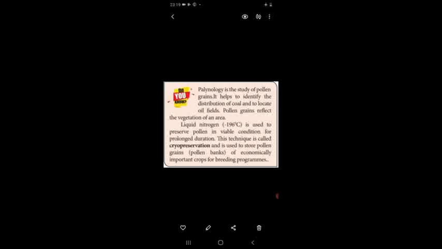Storing pollen grains using the cryopreservation method is economically very important for plant breeding purposes. That means we can produce a newly formed crop by hybridizing together. That process is called hybridization. That process, which occurs in breeding, is called plant breeding. So cryopreservation of pollen grains is very important for economic value and also for plant breeding programs. So this is another important 2-mark and 1-mark question.